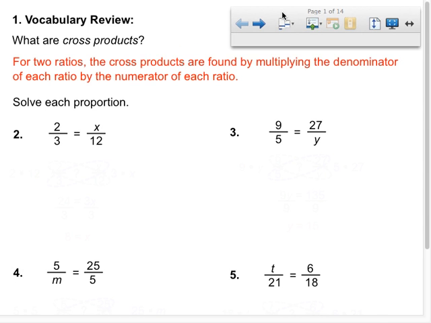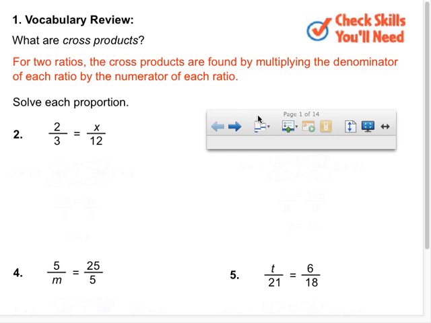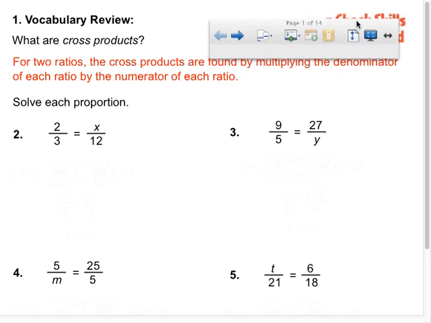Take a look at the answer. This is the book's answer. What are cross products? For two ratios, the cross products are found by multiplying the denominator of each ratio by the numerator of each ratio. Okay? Basically what Jonathan just said.